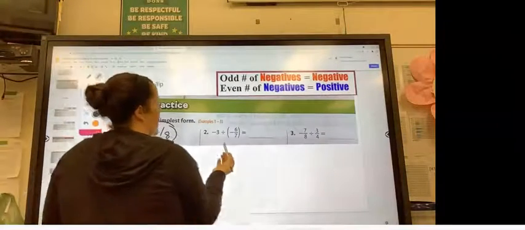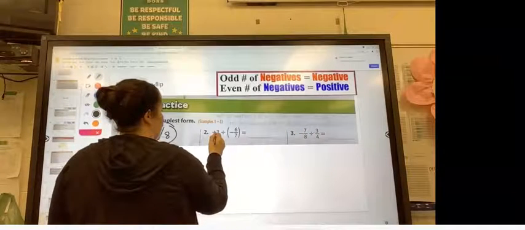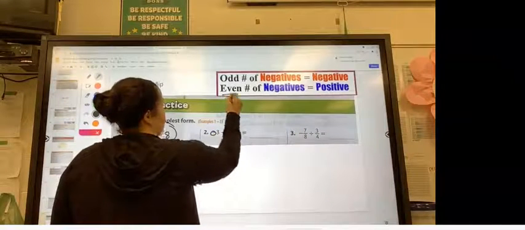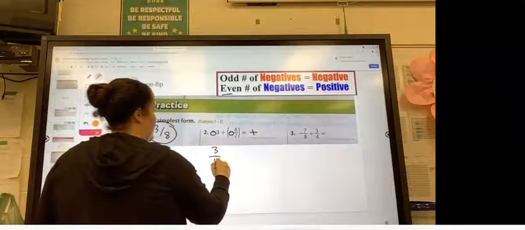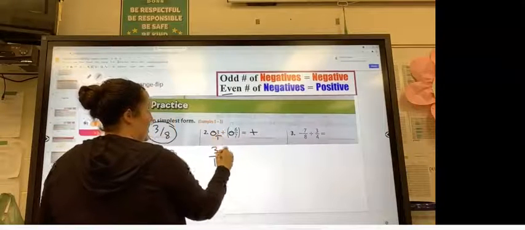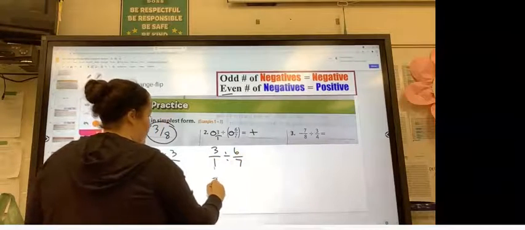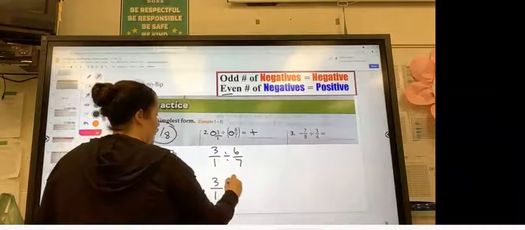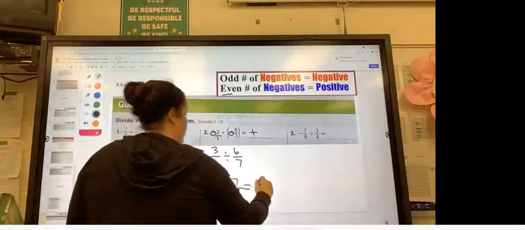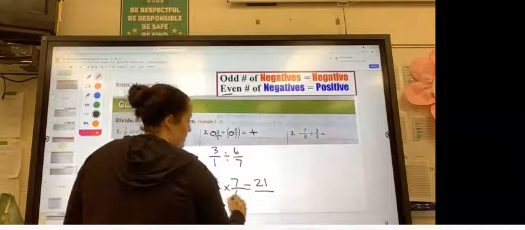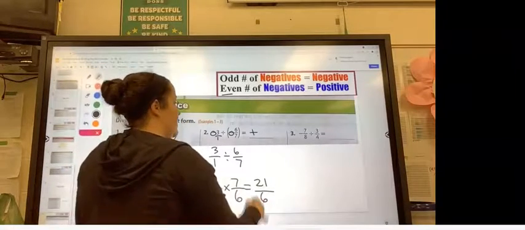The next one, I'm just going to count the negatives first. You can do it at the end or at the beginning, it doesn't matter. Well, I see 2 negatives. That's an even number, so our answer will be positive. So now we're just going to take 3 over 1. You write 3 as 3 over 1, divided by 6 over 7. Keep, change, flip. Keep the first, change the sign to multiply, flip the last, which equals 3 times 7 is 21 over 6. You can reduce that if you'd like.